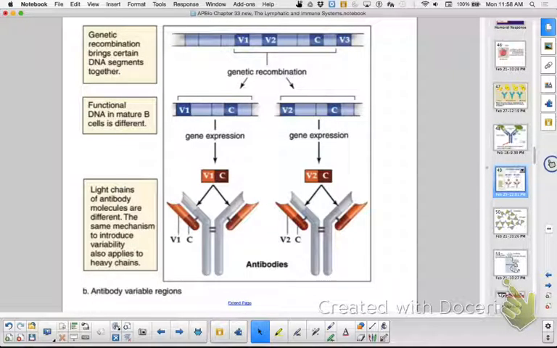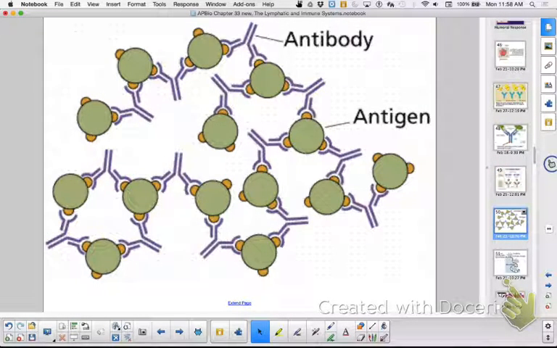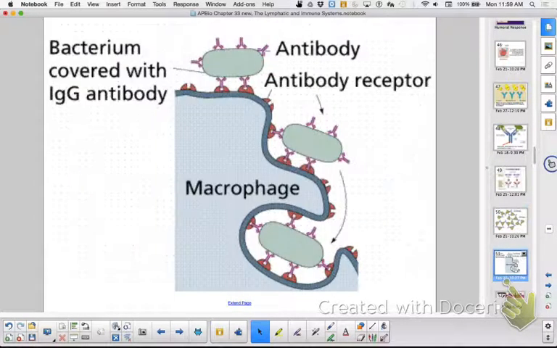So this is showing you a little bit of that genetic recombination, exon recombination. This is showing you one of the things that can happen. Because they have 2 arms, each of those arms can hang on to a different antigen, and this can cause clumping, which is good, because then it localizes where your pathogen is so you can wipe them out together. Slate, tell them what's happening here.